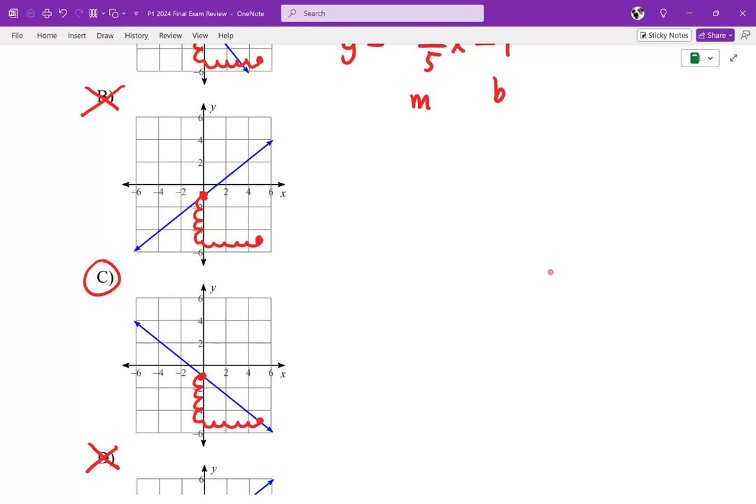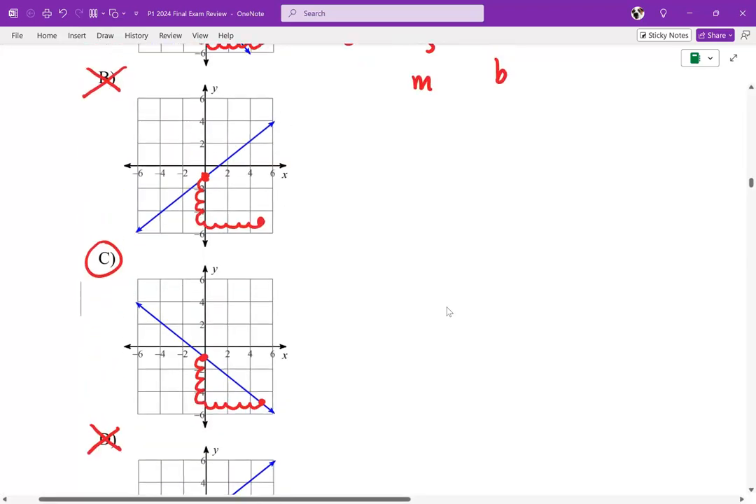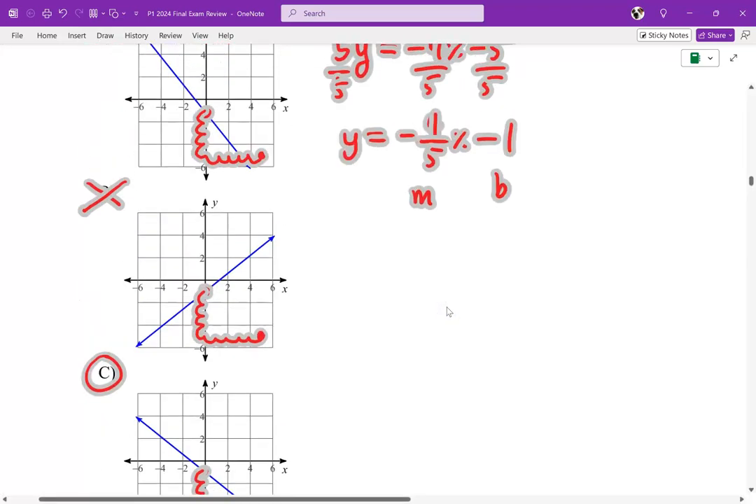Hopefully on the test, the graphs are easier to figure out in terms of the y-axis, right? Like not having so many. Here we had 3 options that could have worked, but hopefully on the test only one of them works. But we'll see. Are we okay with this one? That was number 16.